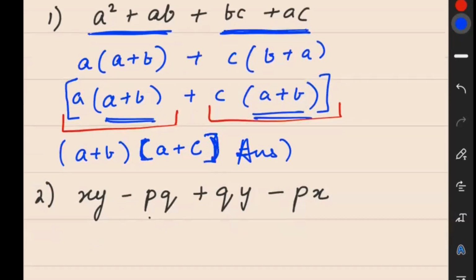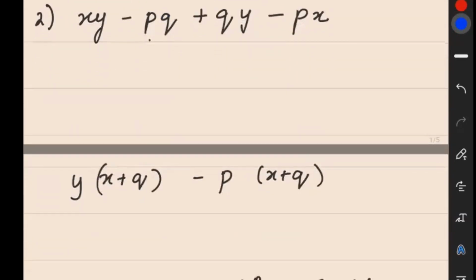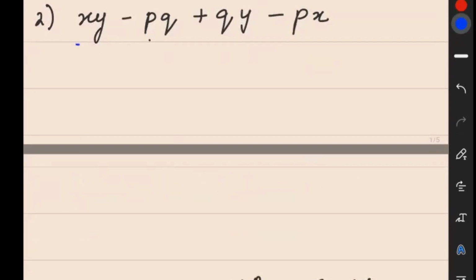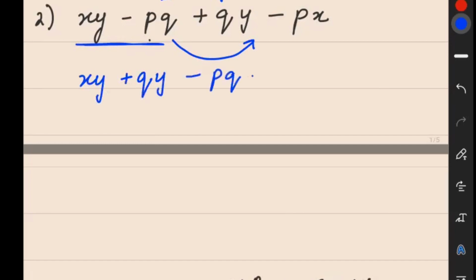What does the taking out concept mean? Let's do the same thing with another example. So here you can see, is there anything common? No. So we will do regrouping. What does regrouping mean? This term moves this side, whereas this term moves this side. But since they are moving inside an algebraic expression, there will be no change of sign. They will move with their sign. So xy plus qy minus pq minus px. You can see pq moved with its sign and qy also moved with its sign.